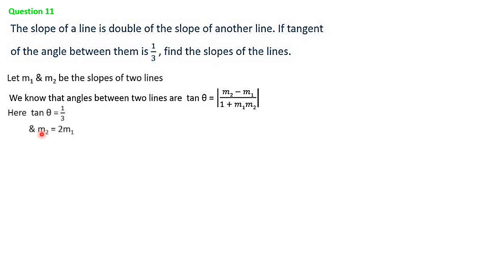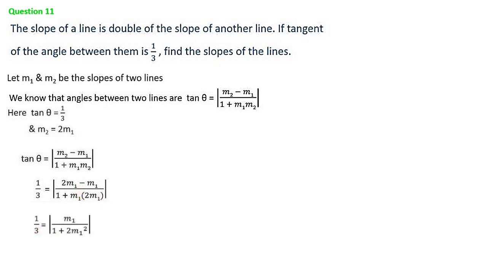Then one slope is double of the slope of the other line. So I am taking m2 equal to 2 into m1. If you want to take m1 equal to 2 into m2, that is also not a problem, because the modulus is there and we can do the calculation anyway. Here I have considered m2 equal to 2 m1. Tan theta formula: modulus of (m2 minus m1) by (1 plus m1 m2). Then tan theta is 1 by 3, equal to (2 m1 minus m1) divided by (1 plus m1 into 2 m1).